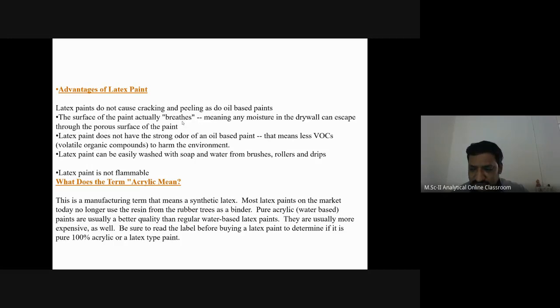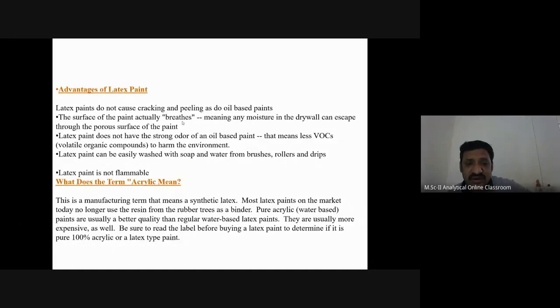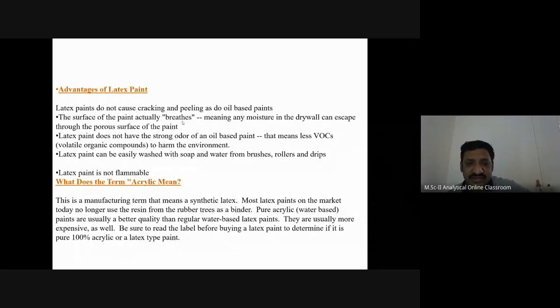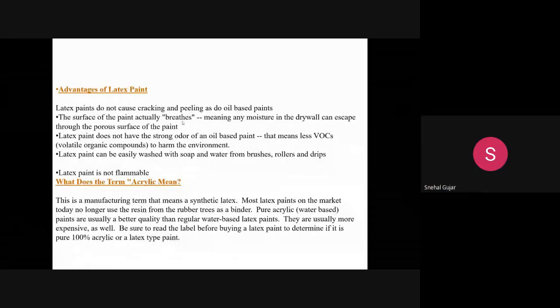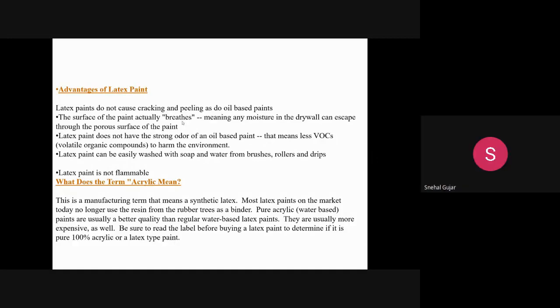Give answer. Oil based. Oil based, sir. So, it is correct. Sir, it may be water based. It is water based. You did not listen properly to the lectures. It is what? Water based. And due to water based, it is not flammable. Okay, you understand? Yes, sir.